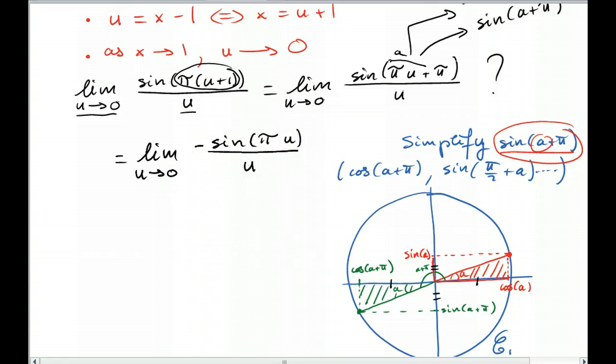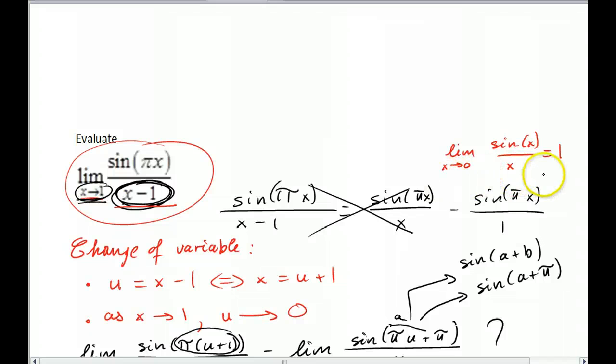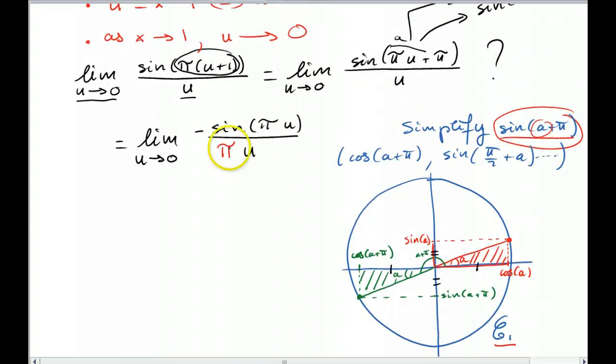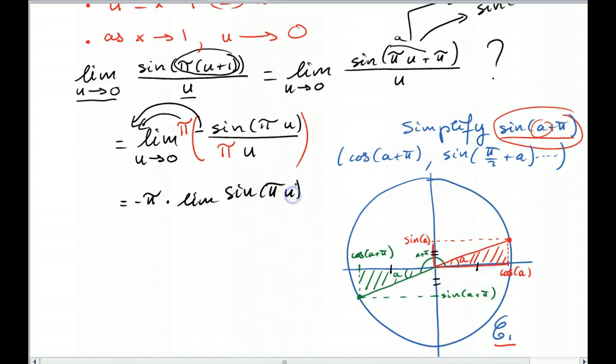And now this is very familiar territory for us. Inside the sine I have pi u. I want to divide it by pi u to apply this formula right here. All right, but of course you cannot just at will change what an expression is. You can multiply by 1 though, so that's what I do. And now let's just take our time, let's take the sine out and let's take the pi out, so it's negative pi times the limit of sine of pi u over pi u as u approaches 0.